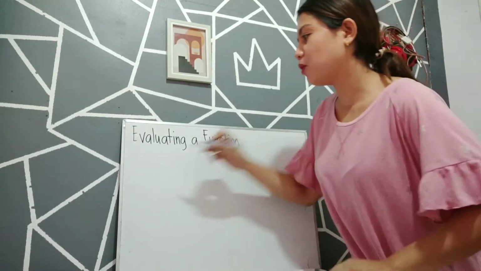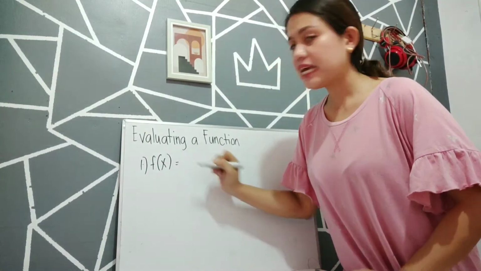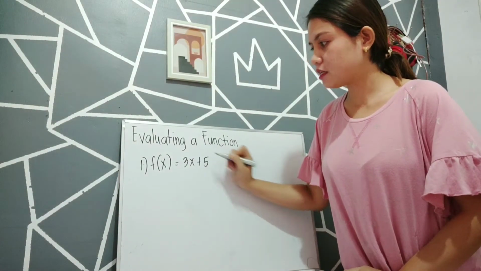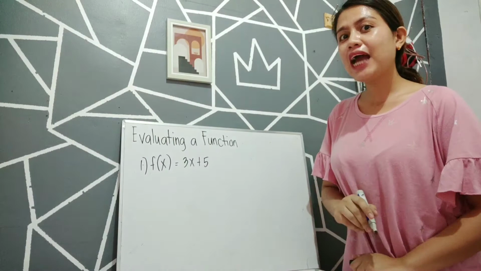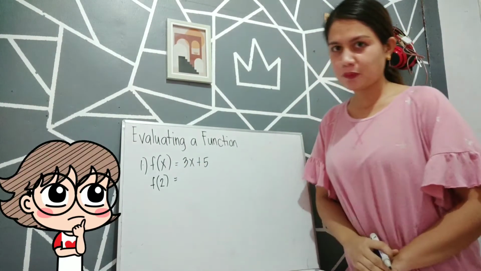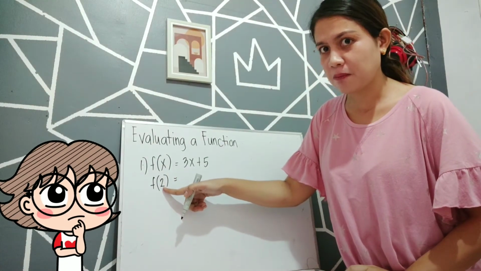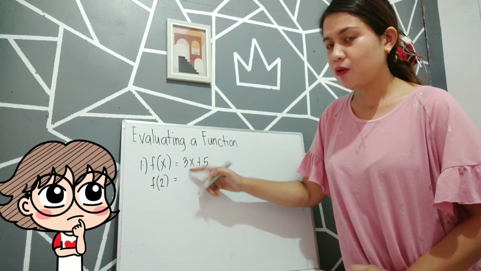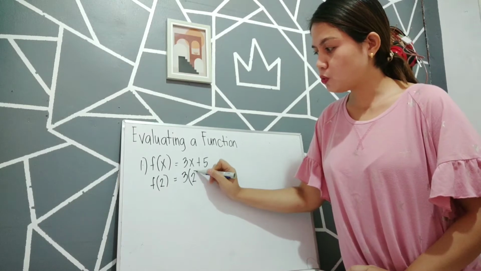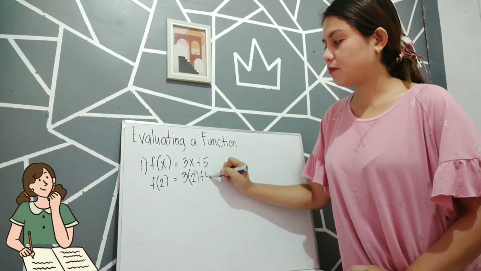Let's say, for example, you are given a function f(x) equal to 3x plus 5. And then you are asked to evaluate it by f of 2. As you have noticed here, instead of writing x, you change it to 2. So now you will substitute the value of x, which is 2, to our function equal to 3x plus 5.